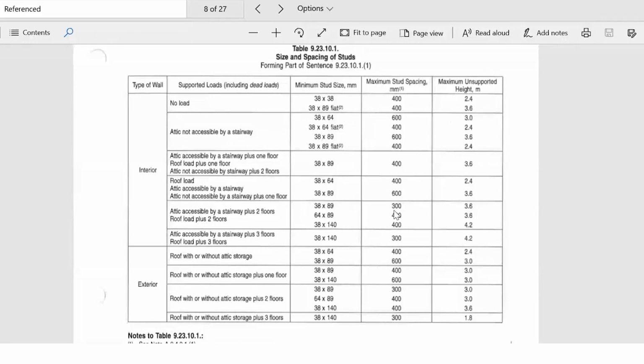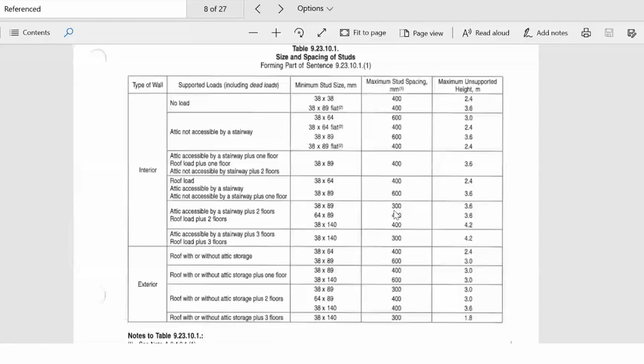38 by 38? Thank you, Dan. And maximum stud spacing is 400. 400, and the maximum unsupported height is 3.6. If it's 3.6, as you can see, that 3.6 is the typical maximum height. The only exception I can see is for attics, I can get up to a 4.2 and 4.2. Otherwise, in other areas, it's pretty much 3.6, the maximum unsupported heights.